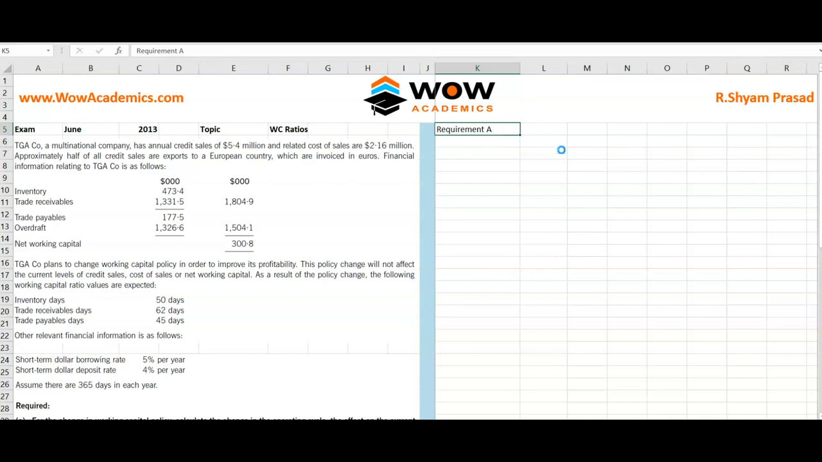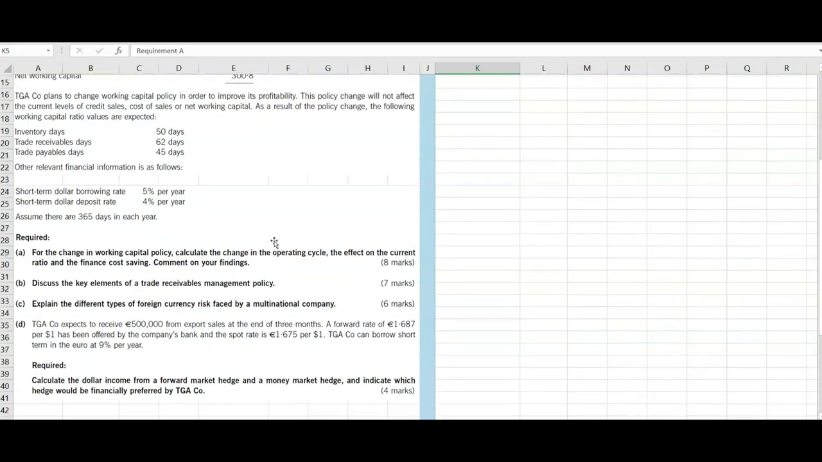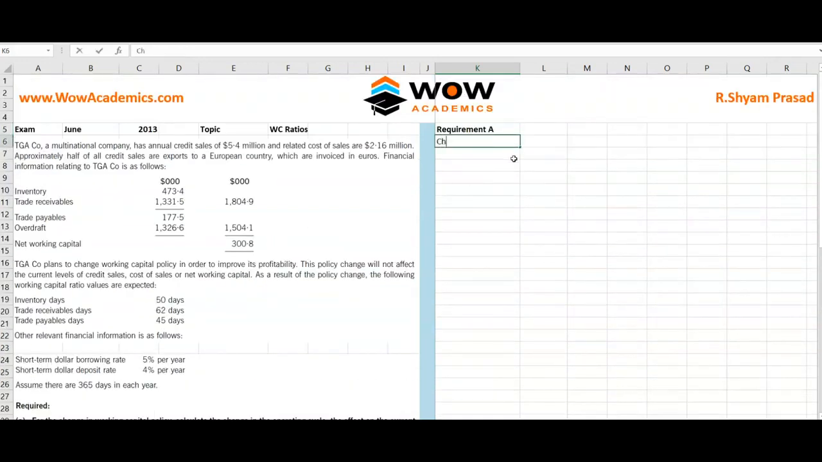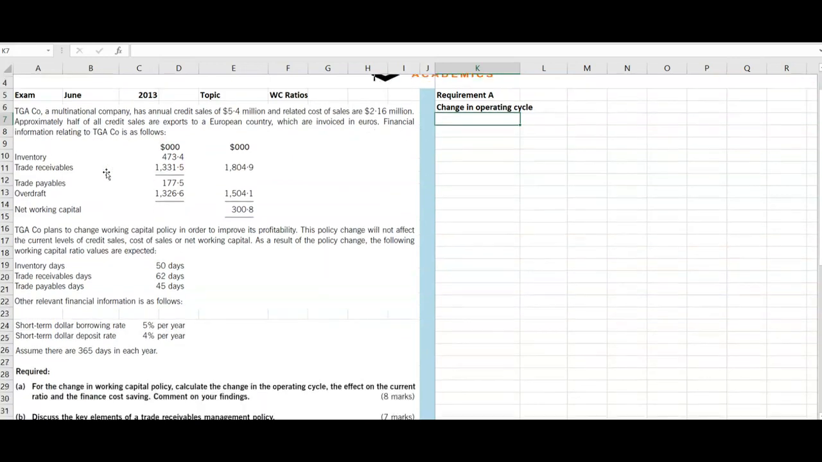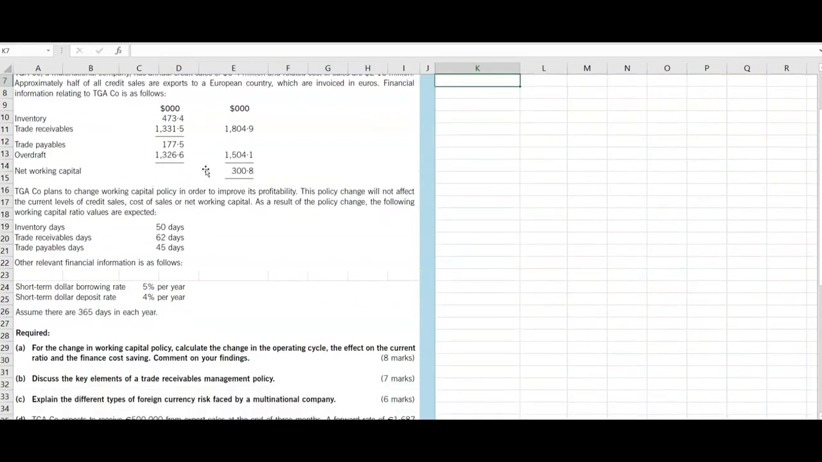Requirement A asks us the impact, the change in operating cycle. That's what the first requirement is. TGA MNC company has annual credit sales of 5.4 million and the cost of sales is 2.16 million. Approximately half of the credit sales are exports to a European country, which are invoiced in euros. Financial information relating to TGA is as follows. We have inventory, trade receivables, trade payables, overdraft, and net working capital.